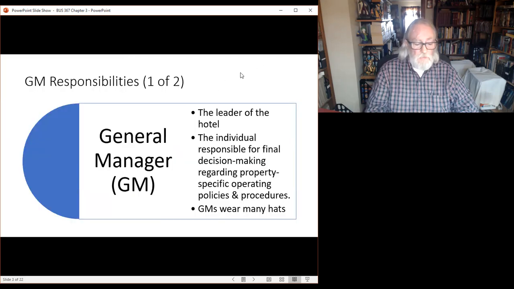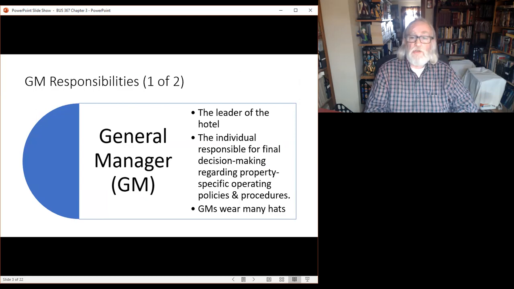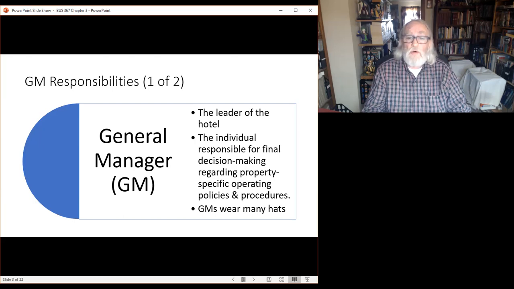So the GM themselves, that's a traditional title for a manager of a medium or larger hotel. Generally, you may not need a general manager in many smaller operations. That might just be the hotel manager. But once you start to get some size, then you have a general manager, and that is a traditional job title. It identifies that particular specific individual at a hotel property who is responsible for the final decision making. And that decision making is in the area of very property specific operations and their policies and all the procedures that go into running the hotel property.